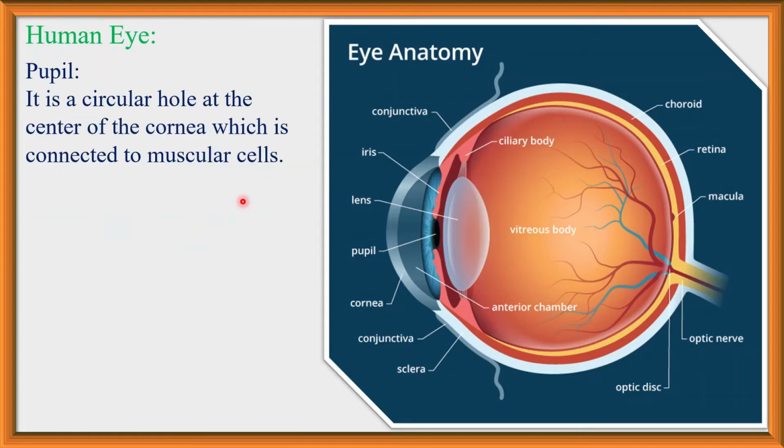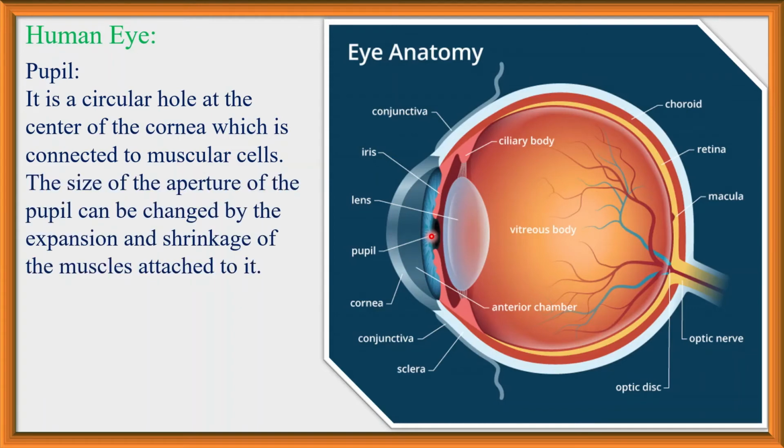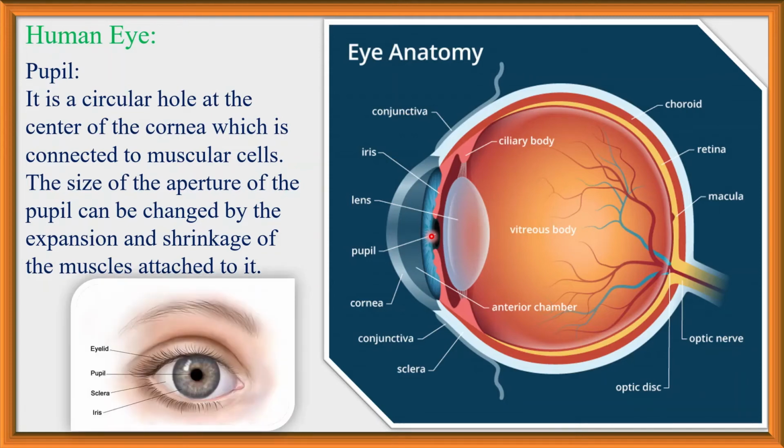Pupil. It is a circular hole at the center of the cornea which is connected to a muscular cell. This hole is known as pupil. The size of the aperture of the pupil can be changed by the expansion and shrinkage of the muscles attached to it. This part is pupil, this part is iris. This is the small hole inside the iris, and this is pupil.